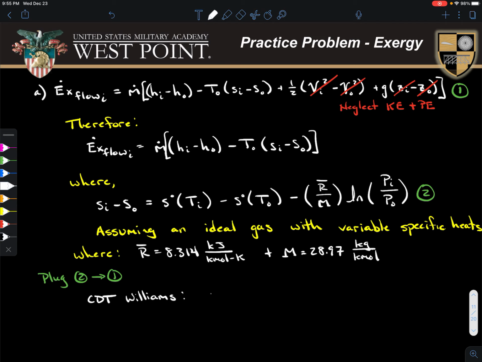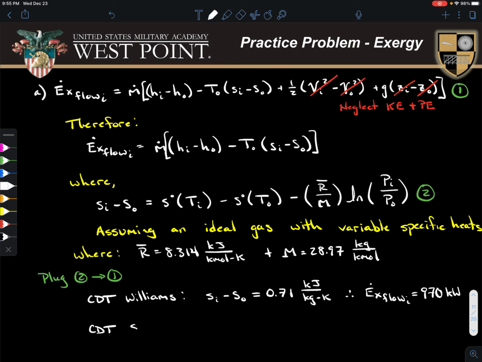So for Cadet Williams, we have a difference in entropy of 0.71 kilojoules per kilogram Kelvin, which then means, therefore, the rate of exergy flow is 970 kilowatts for Williams.